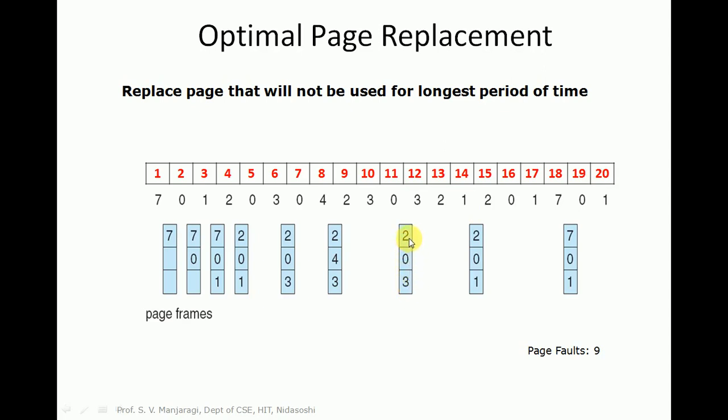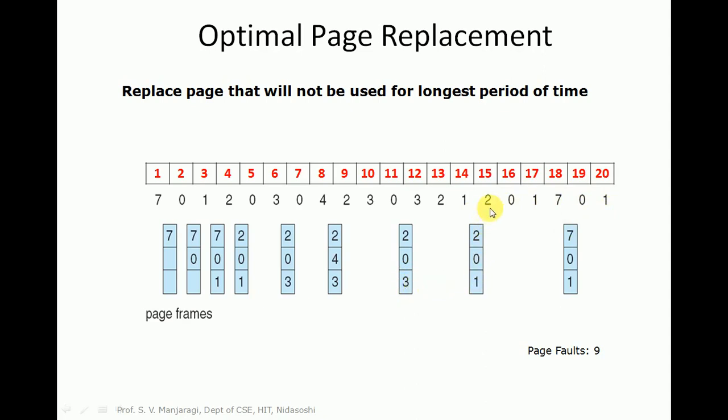Let us decide about this. Let us check the future references. For 2, it is 15, for 0, it is 16, and for 3, there is no future reference. So in future 3 will not be used. So directly we can choose 3 for the replacement. So 3 is replaced with 1 now.